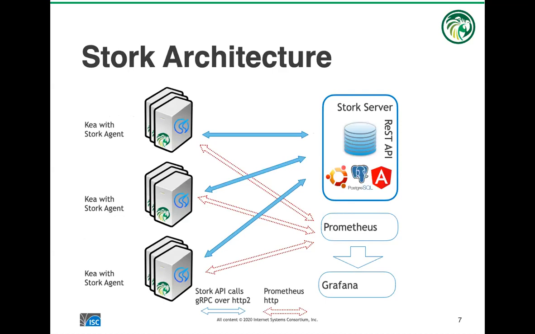The Stork agent is able to report information on the platform, the OS, the hardware, as well as it will discover applications running on the Kea server. It will discover Kea or BIND services running there. That Stork agent is also sending data to a Prometheus time series database, which is then pushing the information to Grafana for visualization.